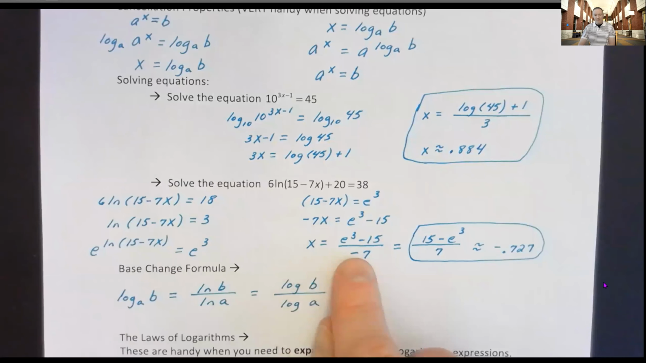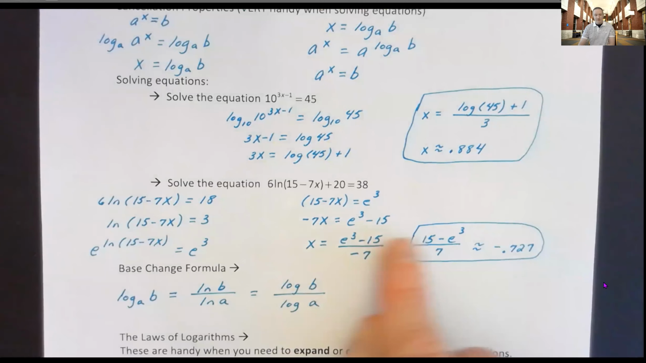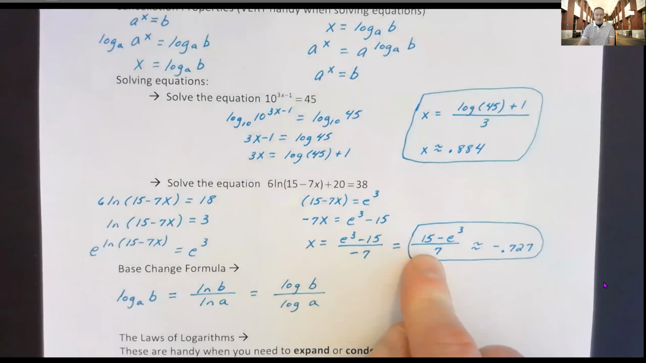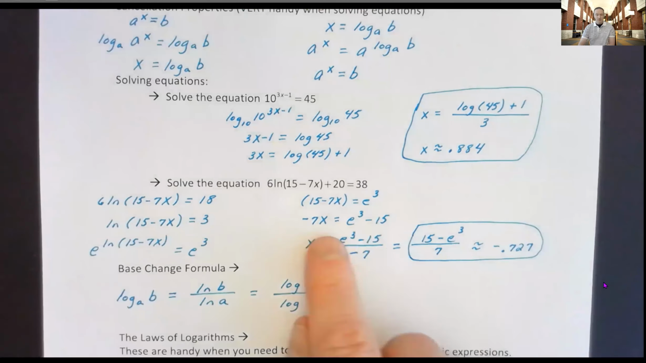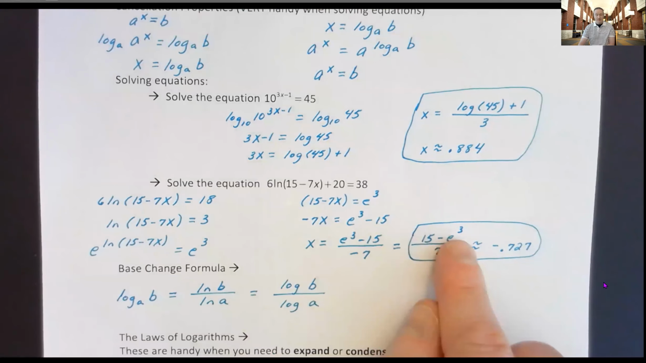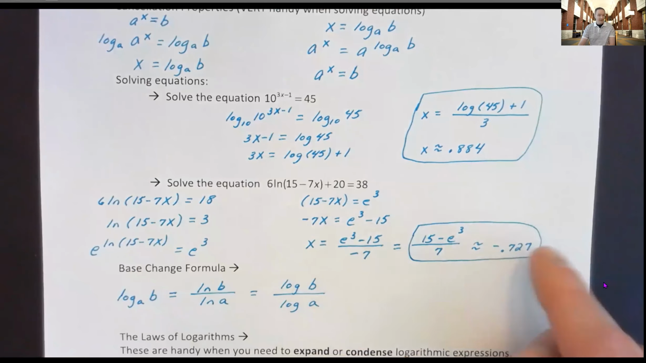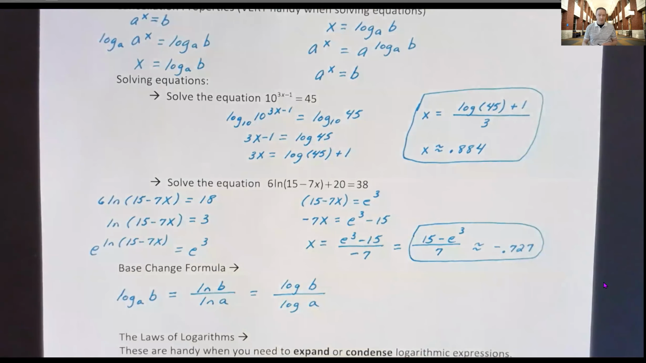I'm not really crazy about the negative in the denominator, so what I'd say is that if e cubed minus 15 over -7 is an answer, a better format of that answer would be positive 15 minus e cubed over a positive 7. All I've done from this step to this step is multiply the numerator and denominator by a -1, and then instead of writing that as negative e cubed plus 15, it looks better as 15 minus e cubed. Now when I have 15 minus e cubed over 7, I put that into my calculator, I get approximately -0.727.